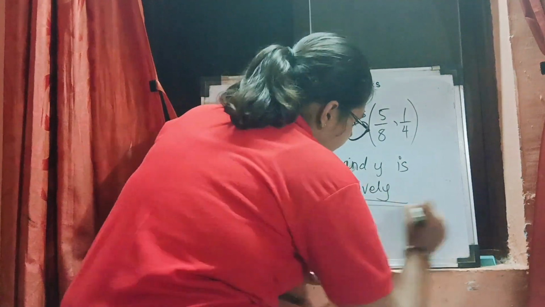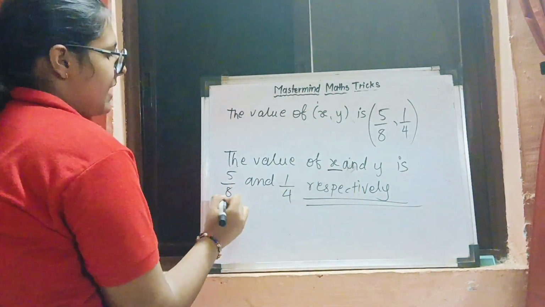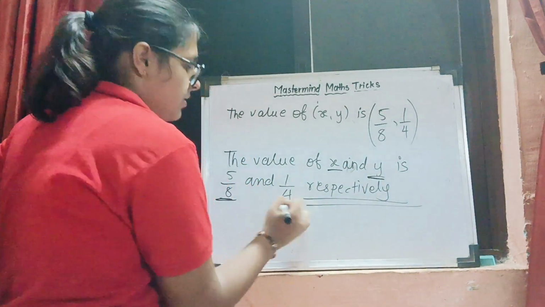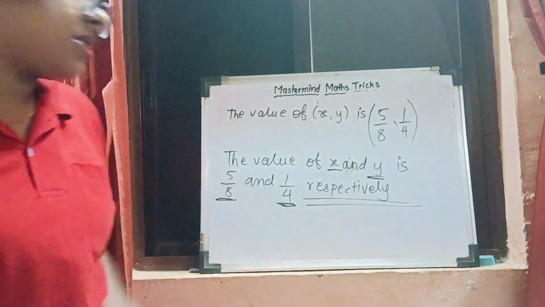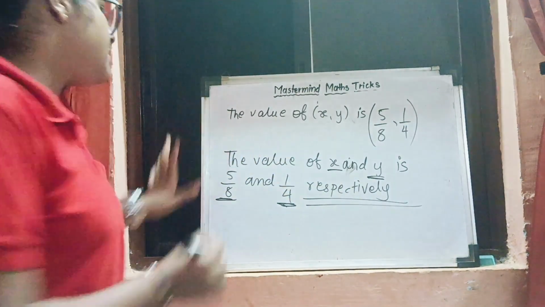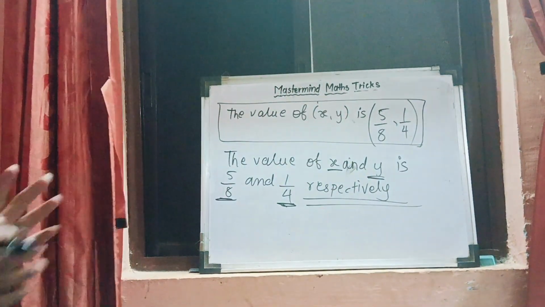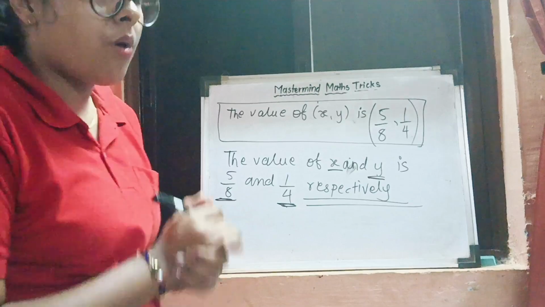It is important to write this word respectively, because you must understand that x has this and y has this answer. So for knowing that, you must write respectively. If you do not write respectively, you won't get the marks. So better you choose this option, the value of x comma y is equal to 5 by 8 comma 1 by 4, and hence you have sorted out your answer and you can go on to the next question.